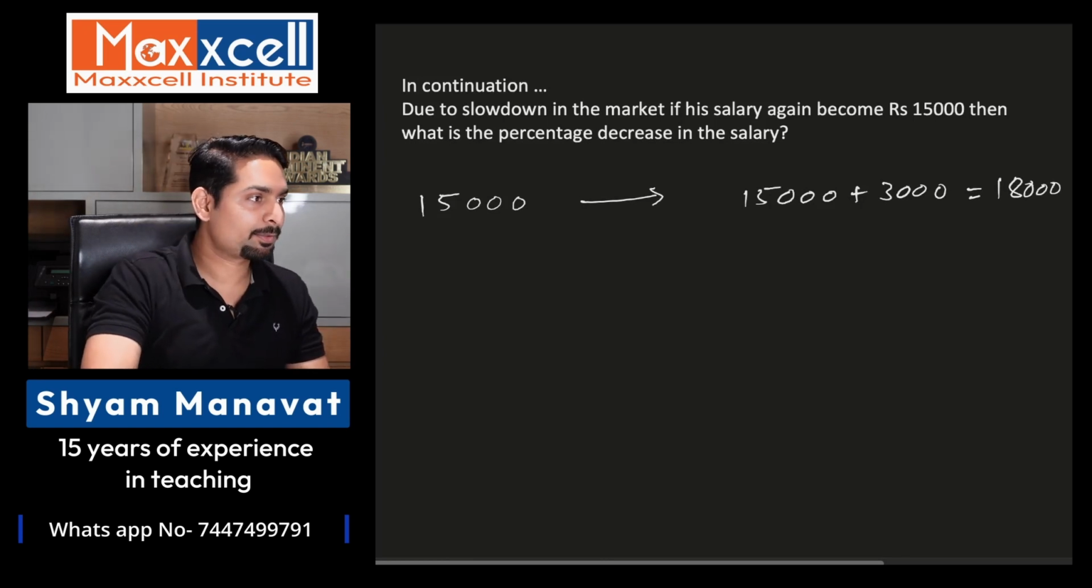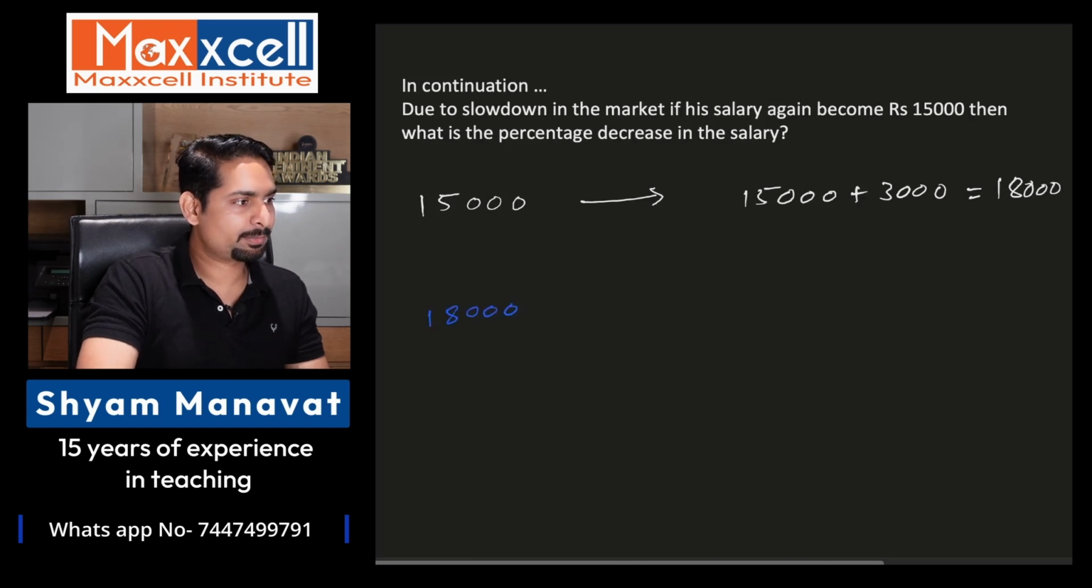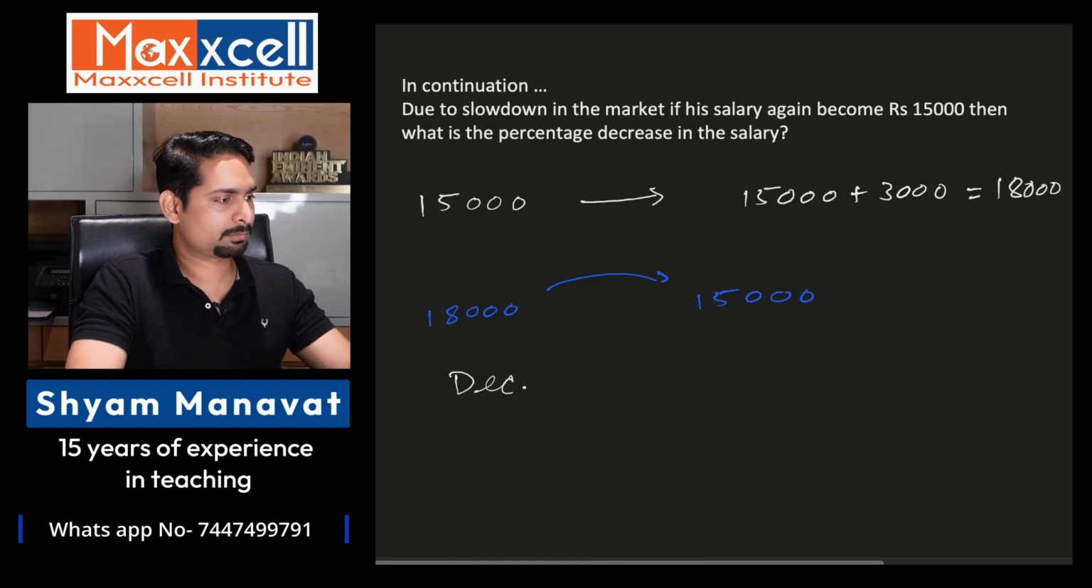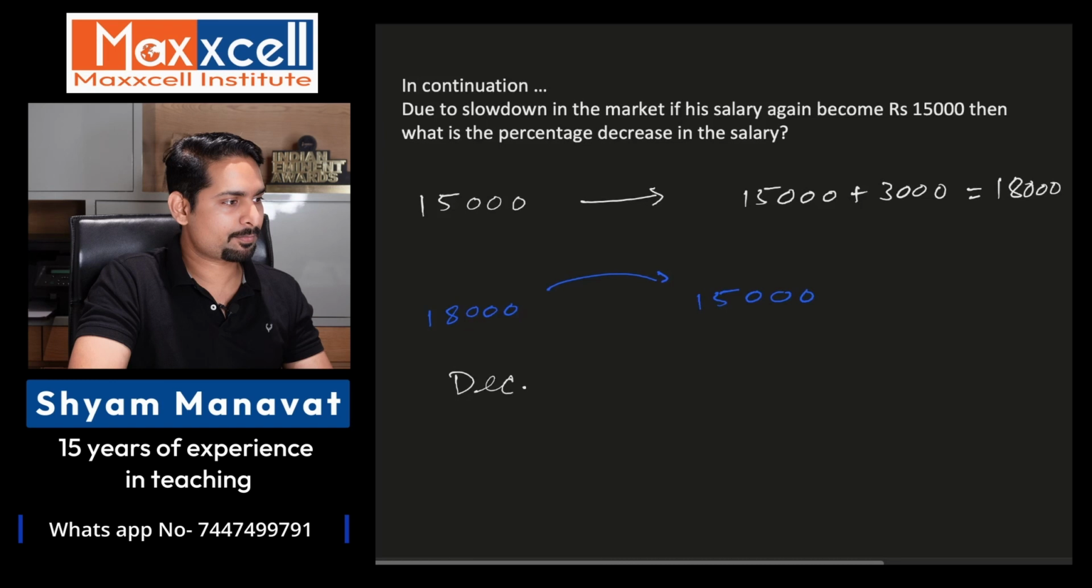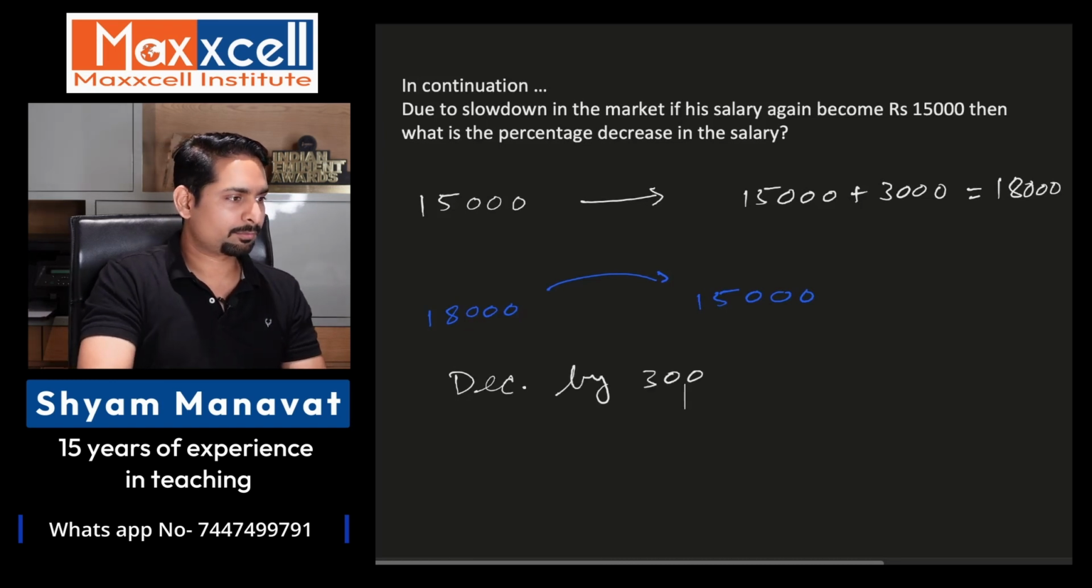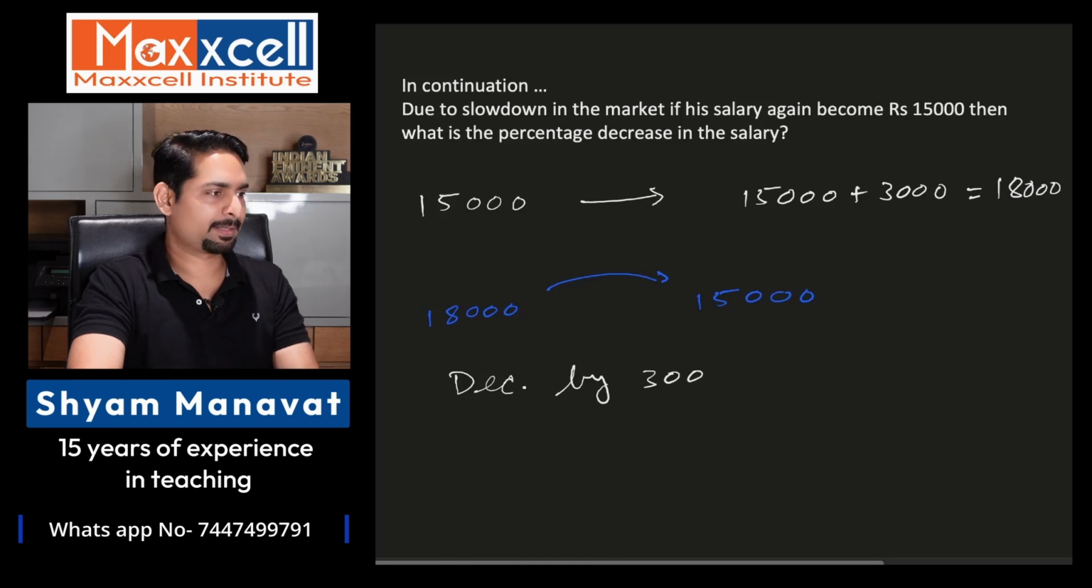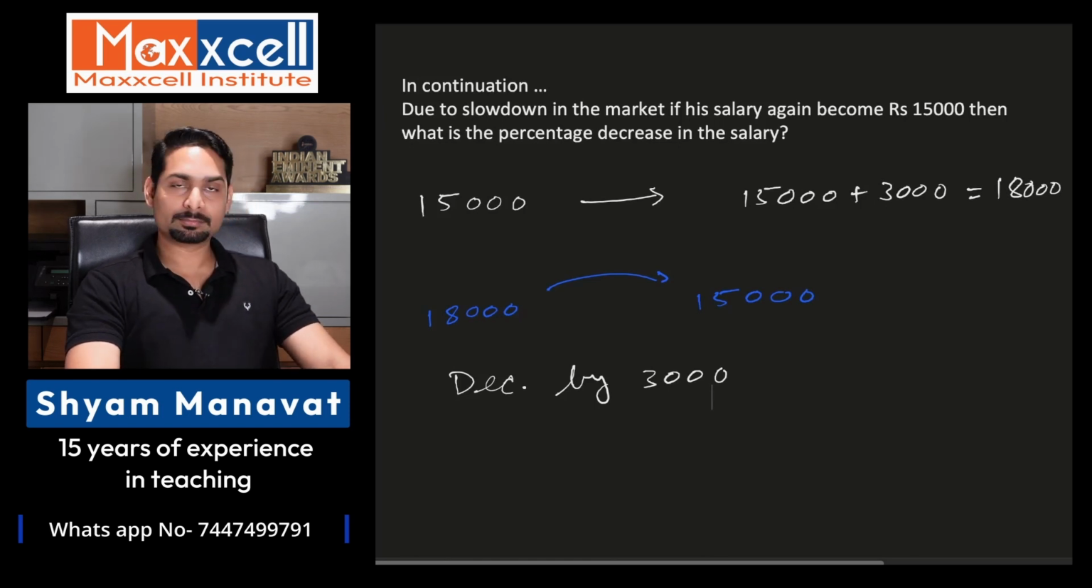That means from 18,000 now, this becomes what? 15,000. Okay. So it decreases by what? It decreases by, of course, 3,000, right? Of course, 3,000. Okay. So a decrease of 3,000.